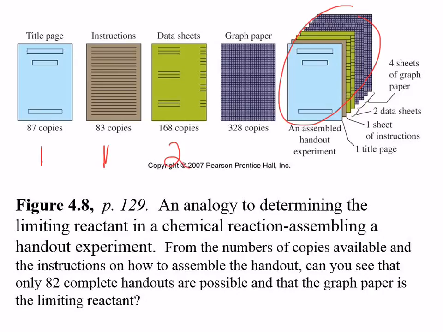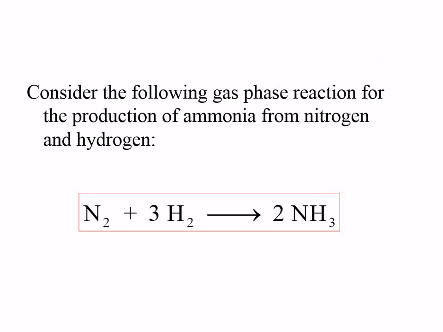And then last but not least, you need 4 of these. And if you take 4 times 83, what you're going to find out is that you are actually going to run out of these, the purple graph paper. You're going to run out of that first. Okay, so it's another type of look at that.